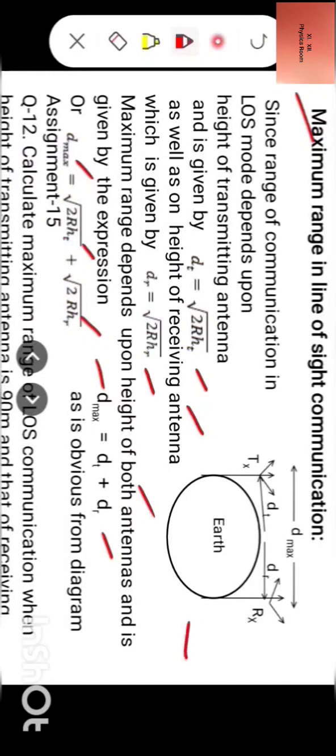You look at this diagram, this is transmitting antenna, this is receiving antenna. This is the range due to transmitting antenna, that is dt, and this is the range due to receiving antenna, that is dr. So d max will be equal to dt plus dr, and we substitute the value of dt and dr. We get d max is equal to under root 2rht plus under root 2rhr.